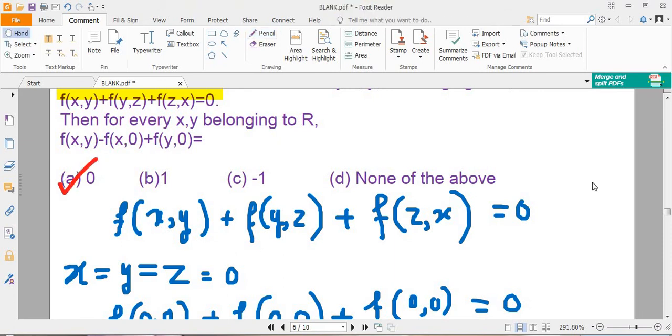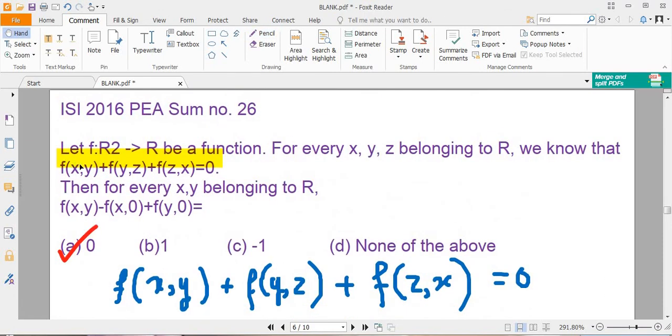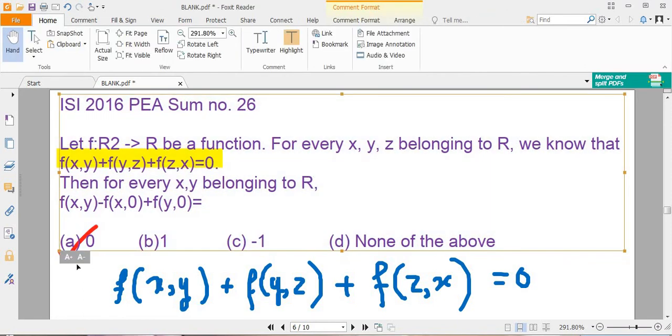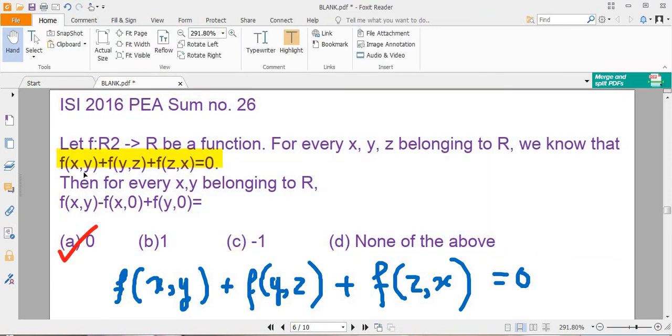So as per the information they have given us, if f(x,y) plus f(y,z) plus f(z,x) is 0, then we find out that f(x,y) minus f(x,0) plus f(y,0) is equal to 0. So this is how we solve ISI 2016 PEA sum number 26.